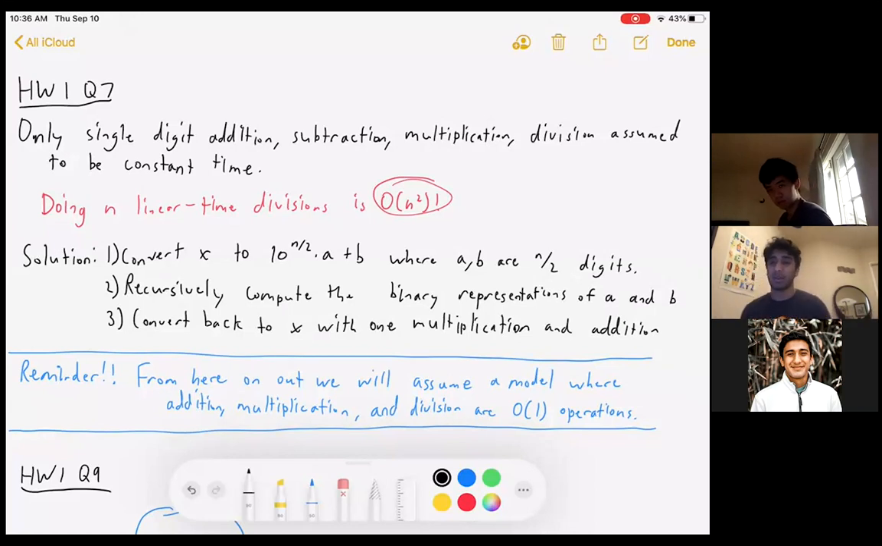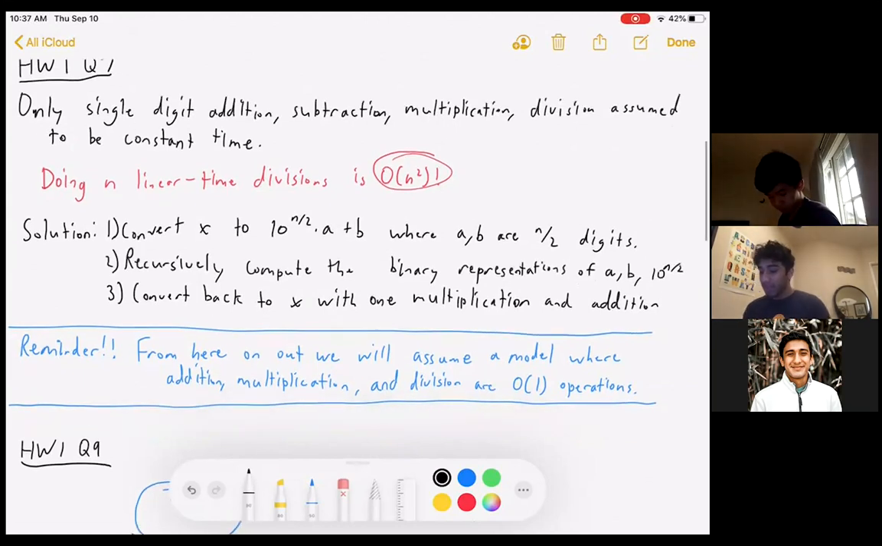And then we're recursively computing the binary representations of a and b. But we're also converting into a third subproblem, which is 10 to the n over 2. We also need to calculate the binary representation of that. We can't just leave that out. So because of that, we have to convert the binary representation of that and then convert all of them back to x by doing a single multiplication: 10 to the n over 2 times a, and then adding b to that.